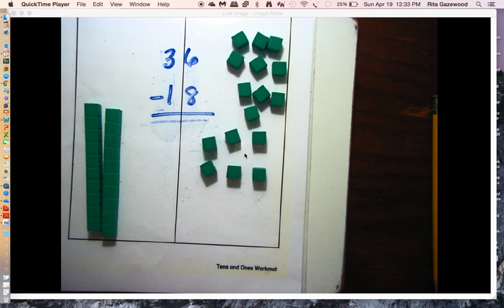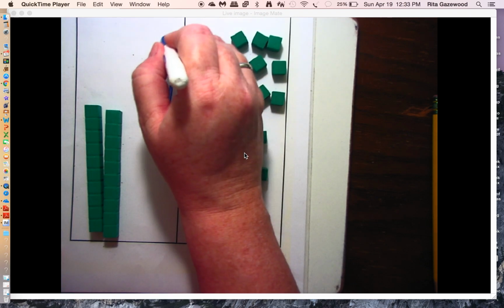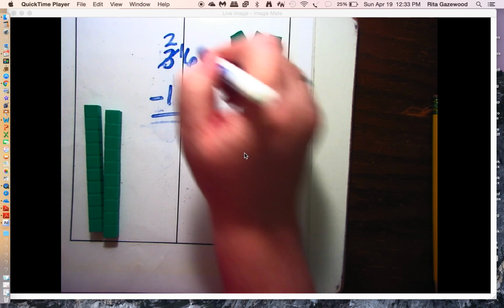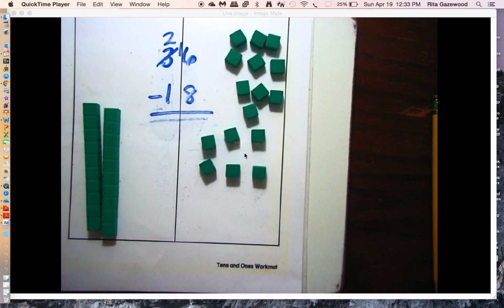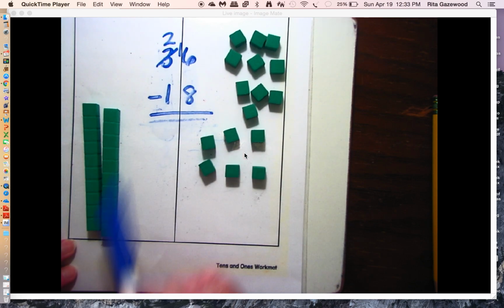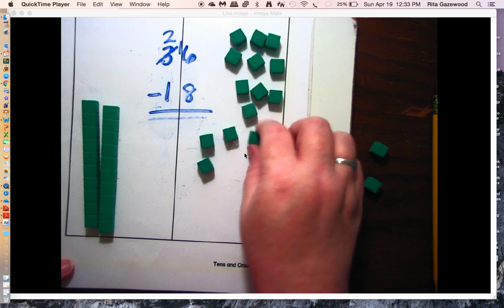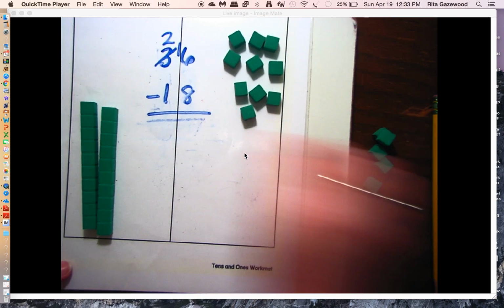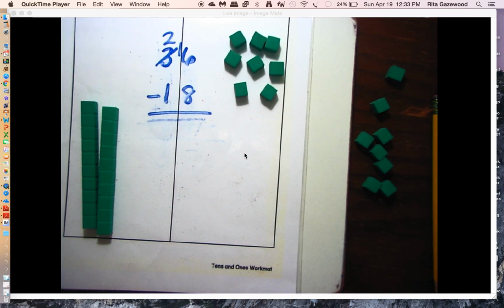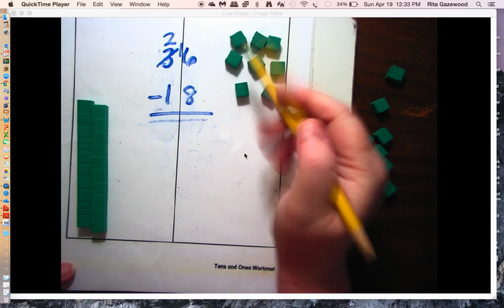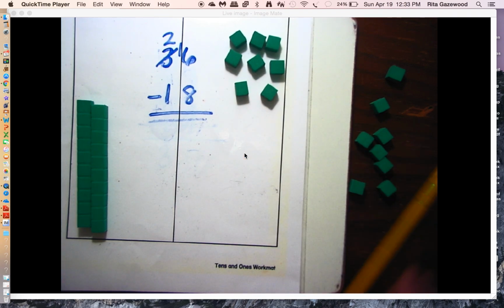But I want to make sure I'm showing that in my algorithm. So this is going to become a 2. And over here, I have 16 now. Do you see the 16? And I'm going to take away, how many ones am I taking away? That's right, I'm taking away 8. So 1, 2, 3, 4, 5, 6, 7, 8. What do I have left? Let's count them. 1, 2, 3, 4, 5, 6, 7, 8. I have 8 ones.